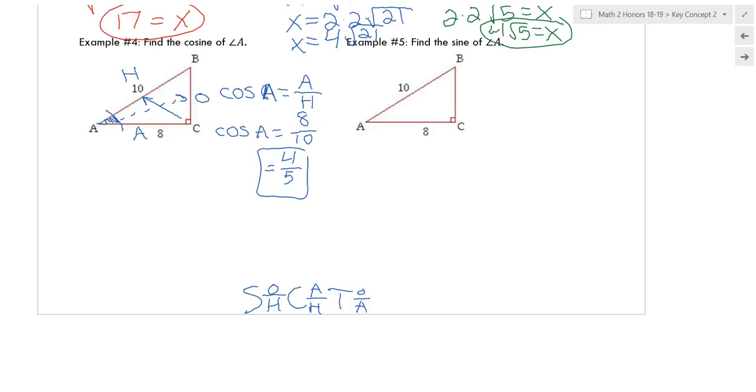Now, in example number 5, I want to find the sine of angle A. Hypotenuse, opposite, adjacent, relabel our sides. So sine of A is opposite over hypotenuse, which equals, I don't know my opposite side, I only know my hypotenuse. So now, in order to find the sine, I need to find that missing side using Pythagorean's theorem.